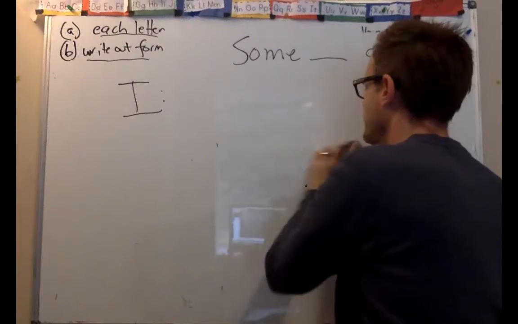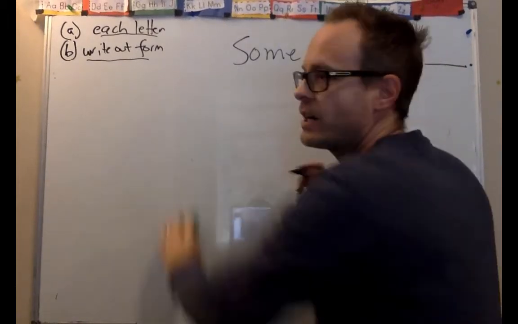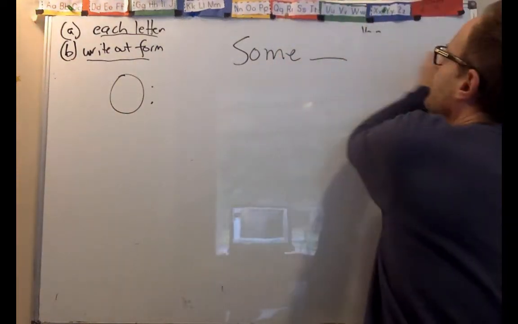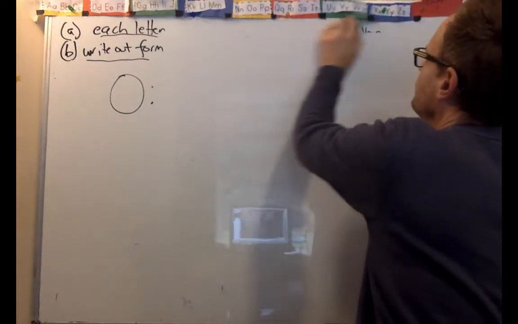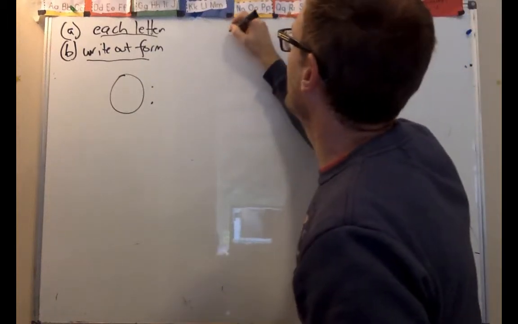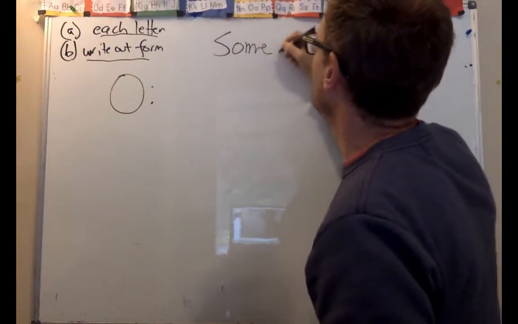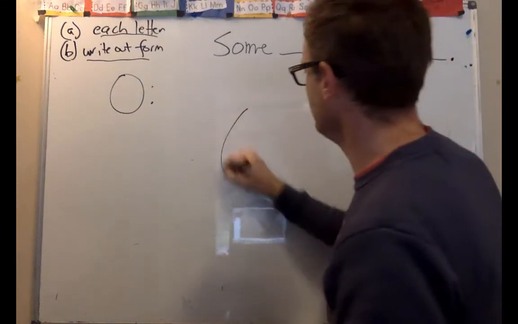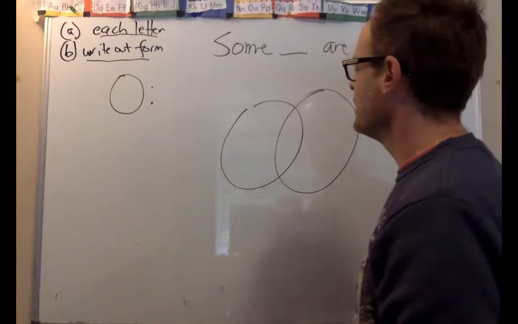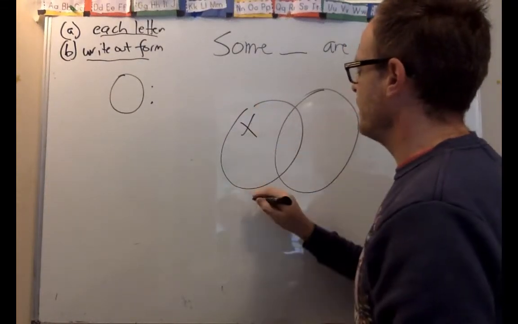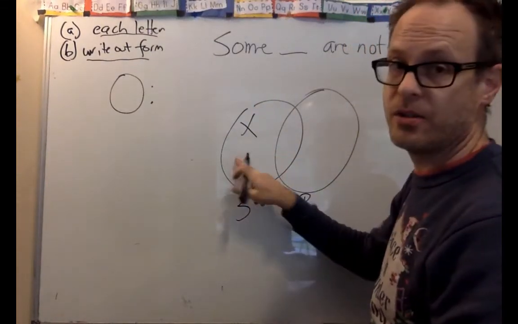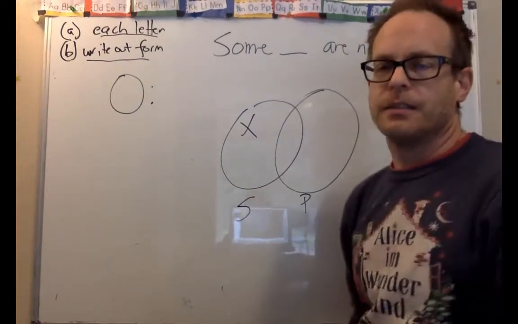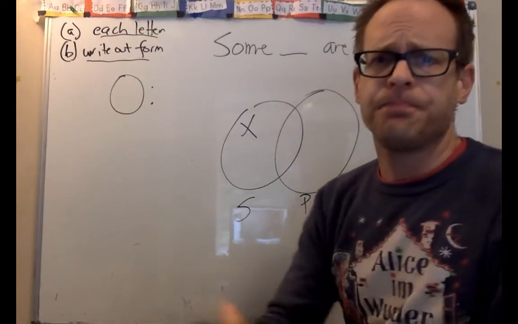Last one is the O. An O statement is some blank are not blank. So there's at least one thing that's in the S circle that's not in the P circle. And so we just put our X right there. Okay. Those are your 4 types of categorical statements.